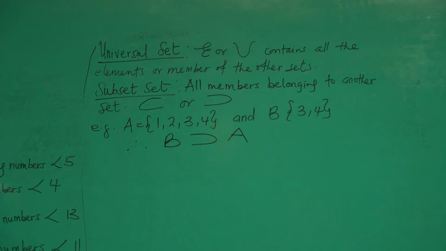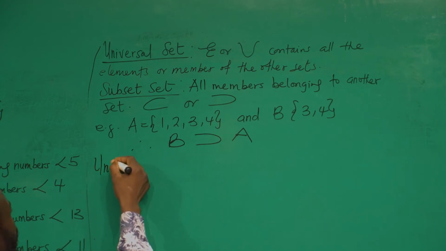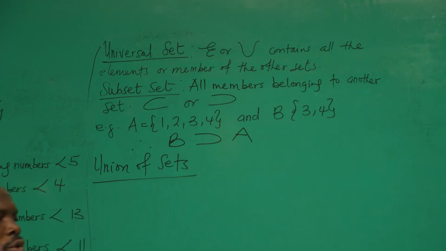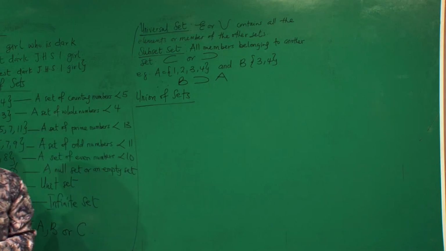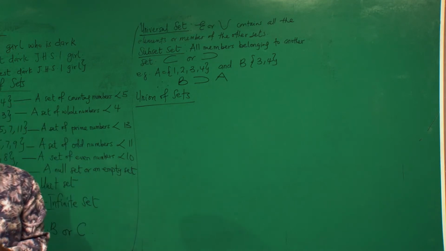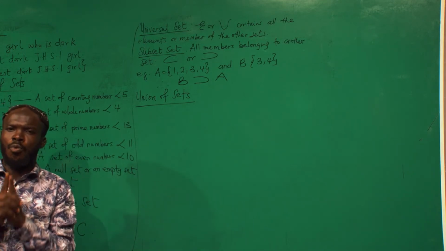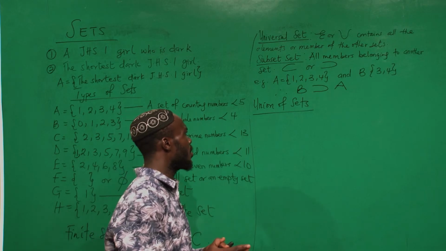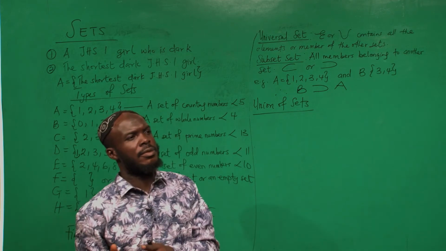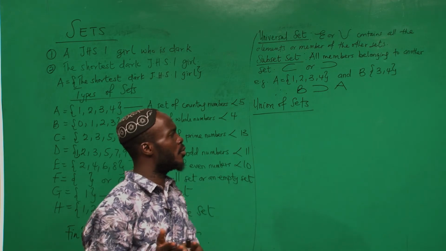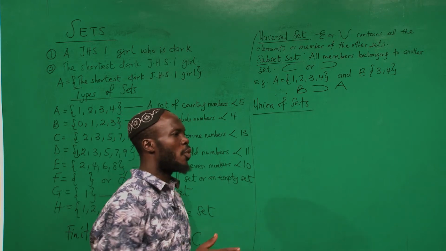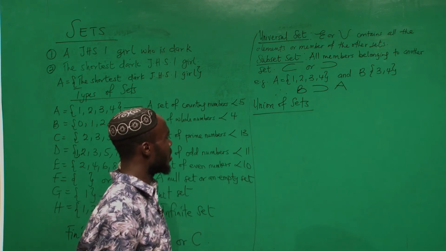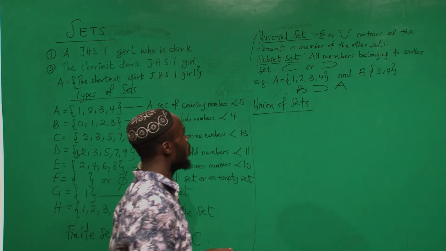Now, we need to know union of sets. Union of sets deals with putting two or more sets together to form one bigger set, taking into consideration where we start listing from the least number to the biggest number. But where a number appears in both sets, it is repeated only once.